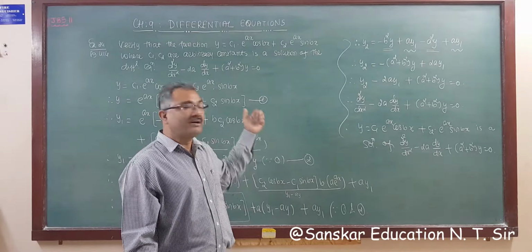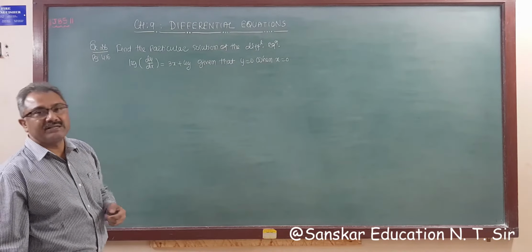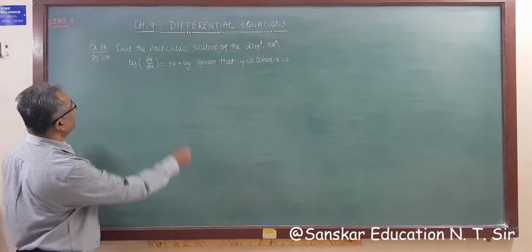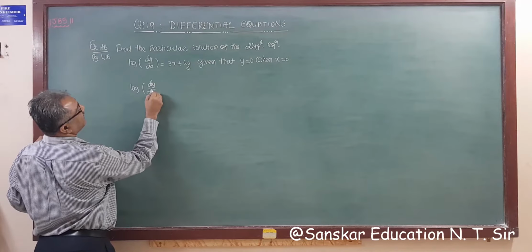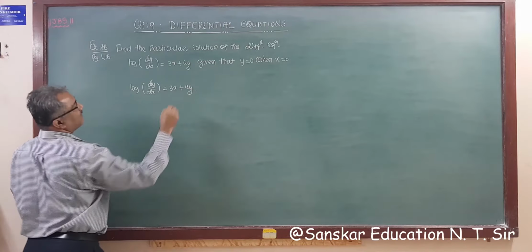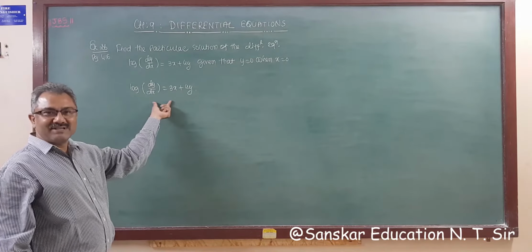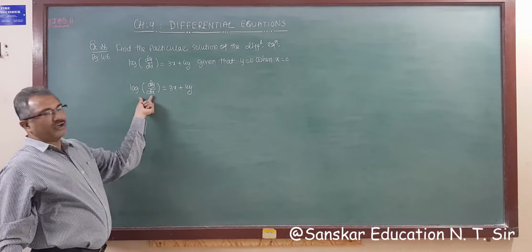Okay? Example number 26, page 416. Find the particular solution of the differential equation, where the given condition is y equal to 0 when x equal to 0. So this is given: log of dy by dx is equal to 3x plus 4y. The degree of this is not defined because this is not a polynomial in derivatives. So this is a logarithmic function.